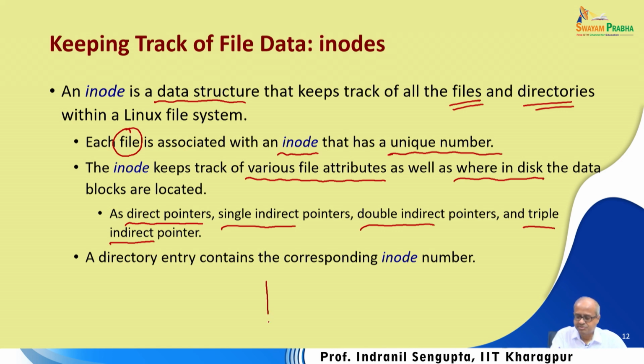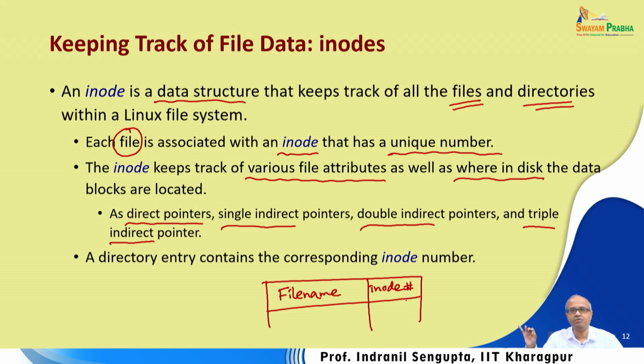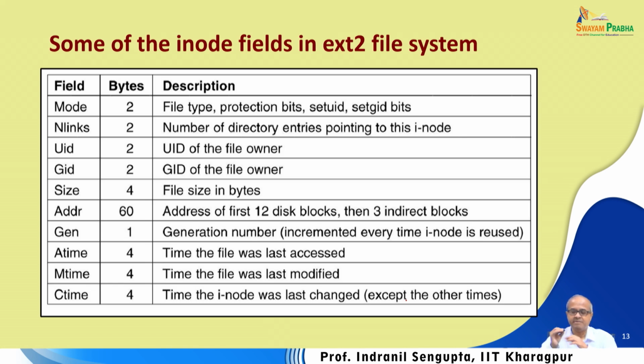In a directory, when you store a directory, you have the file name, as we have seen just now in ext, you have the file name, and also you will be storing the inode number. Nothing else is required, because the inode number contains all information about the file. Okay. Let us see some of the fields in the inode in the ext2 file system.